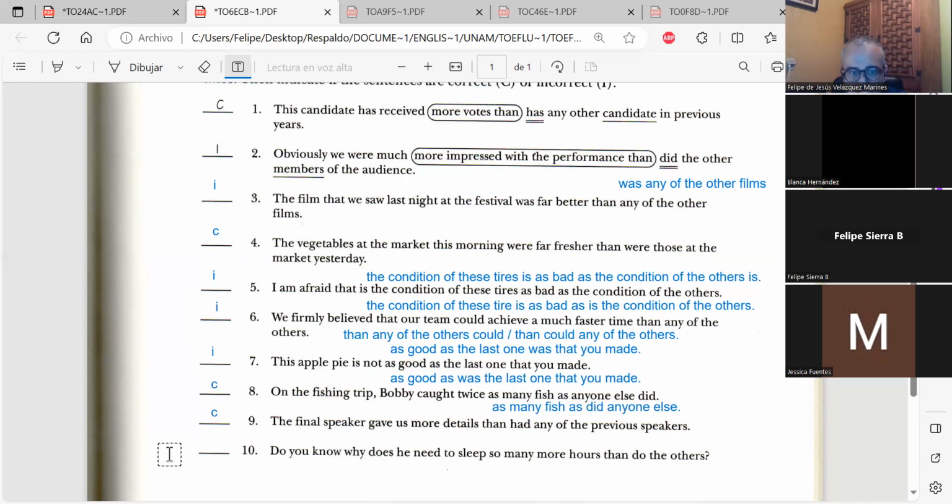Okay, Jesse. Do you know why does he need to sleep so many more hours than do the others? There is a distractor here. Do you know why he needs? In fact, the subject-verb inversion with comparatives is correct, than do the others, but the mistake is here: why he needs. So it's incorrect.